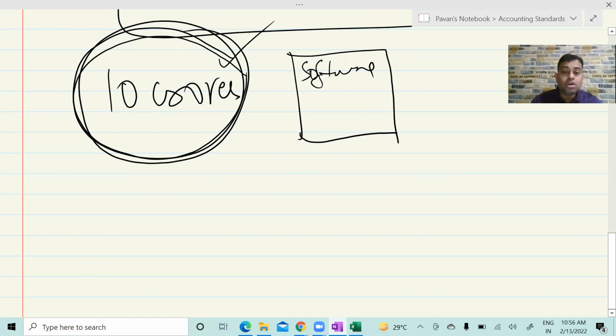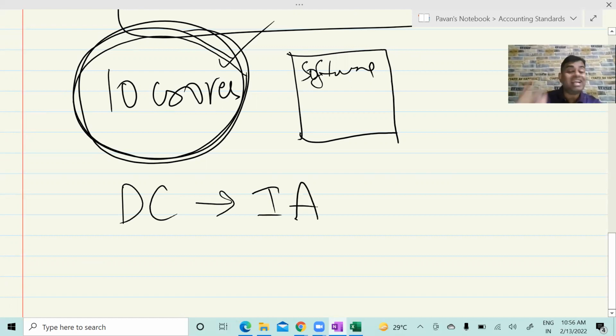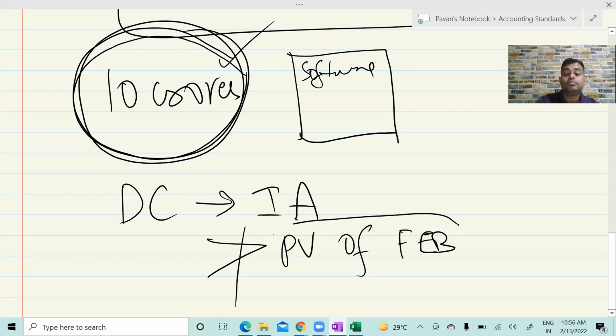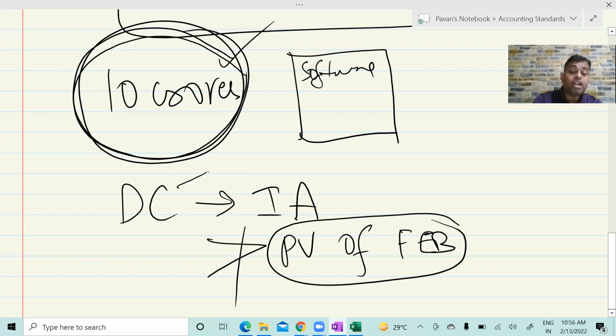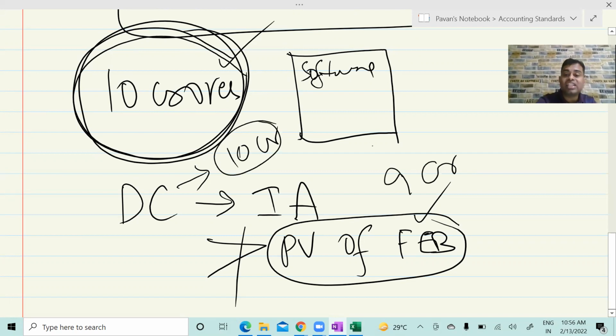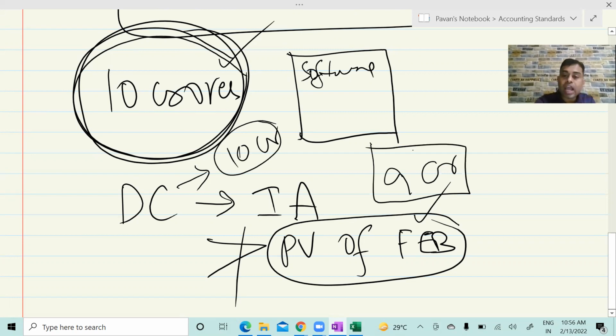Development cost you are capitalizing, no? Development cost can be recognized as an intangible asset, but the value cannot exceed the present value of future economic benefits. So, Pavan sir, I have put 10 crores in development cost. Now calculate the present value of future economic benefits. You have done cash flow projections, then convert them into present values. It comes to 9 crores. So though you have spent 10 crores, your asset value is 9 crores only. So capitalize 9 crores, and charge 1 crore to P&L.